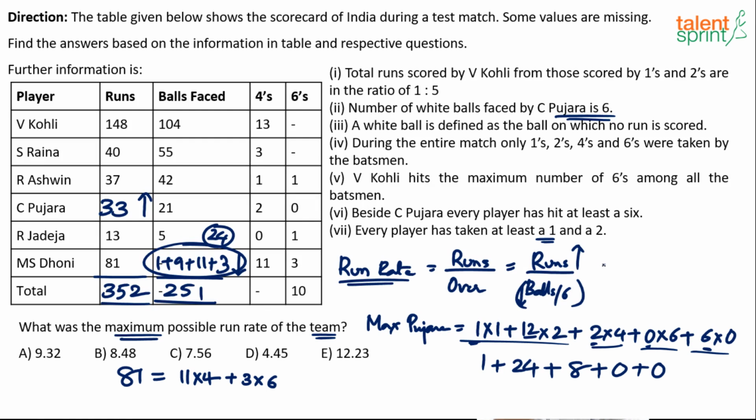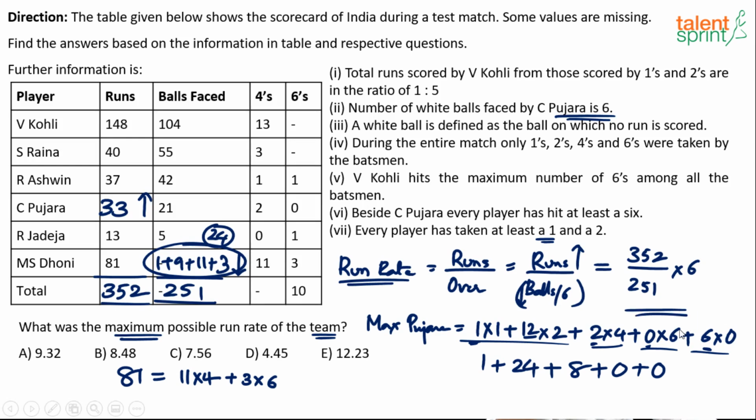So the run rate will be equal to the number of runs, 352, divided by the number of balls, 251. That, times 6, can go in the numerator. Number of runs scored per ball into 6. That will give you the run rate, right? Run rate is usually per over, number of runs per over. So this is the final calculation. You have to do this to get the answer.